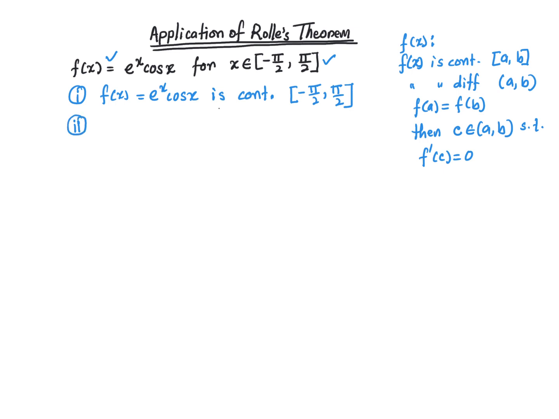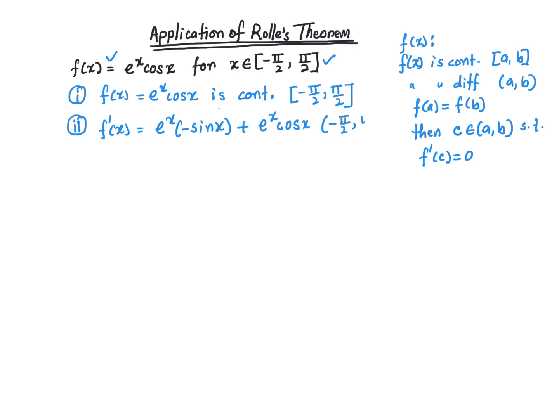Number 2, f is differentiable on the open interval. So how do we show that? We can easily find the derivative of this. So what is f prime of x? Using the product rule, we get e to the power x times negative sine of x plus e to the power x times cosine of x. Very simple. And obviously we can see that this function is differentiable in the open interval negative pi over 2 to pi over 2.